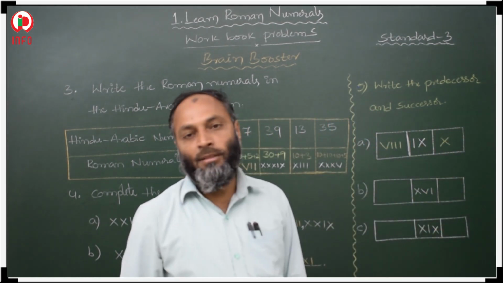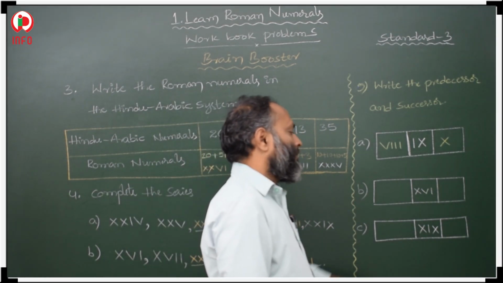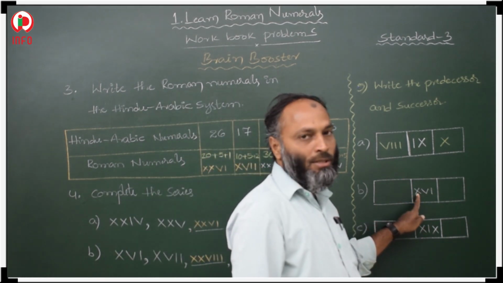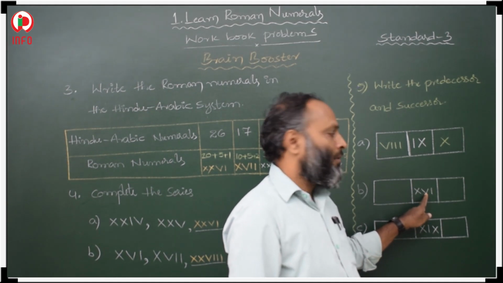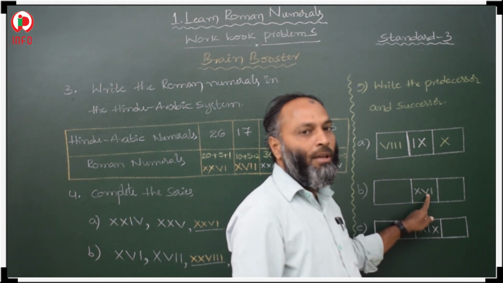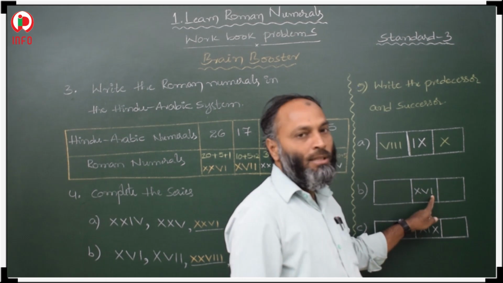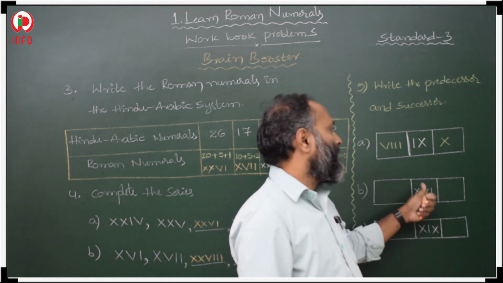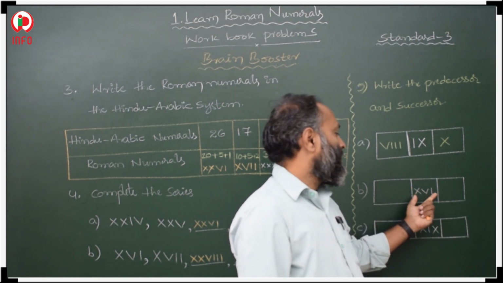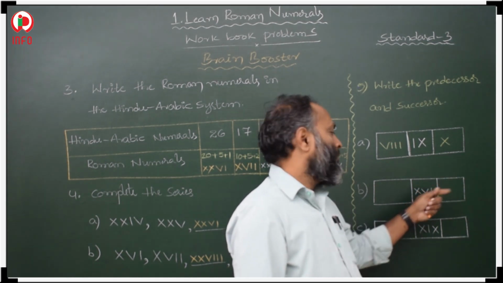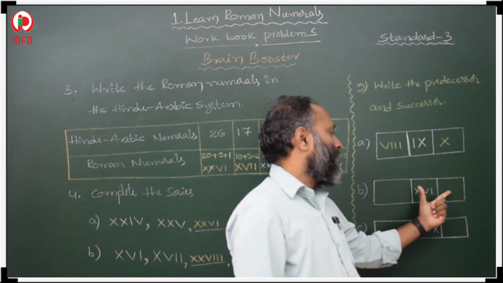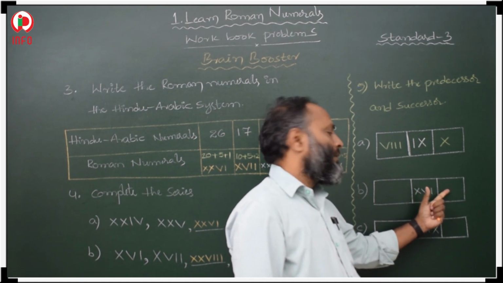10 symbol we know is X. Then after that, here X means 10, V means 5. 10 plus 5, 15. 15 plus 1, 16. The predecessor of 16 is 15, the successor of 16 is 17. Means we have to write 15 and 17. 15 here and 17 here.